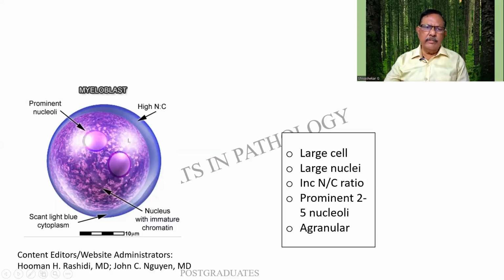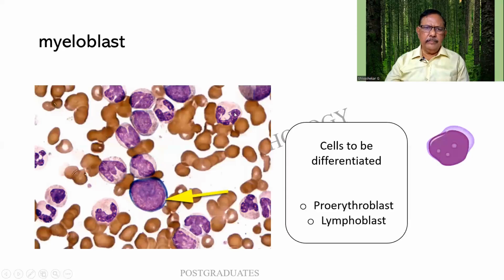The nucleus does not have condensed chromatin. It is fairly opened up, and there are no granules in the cytoplasm. The nucleus has got an open chromatin. Nuclear cytoplasmic ratio is increased. Now, it will be our responsibility to identify such cells in the bone marrow.